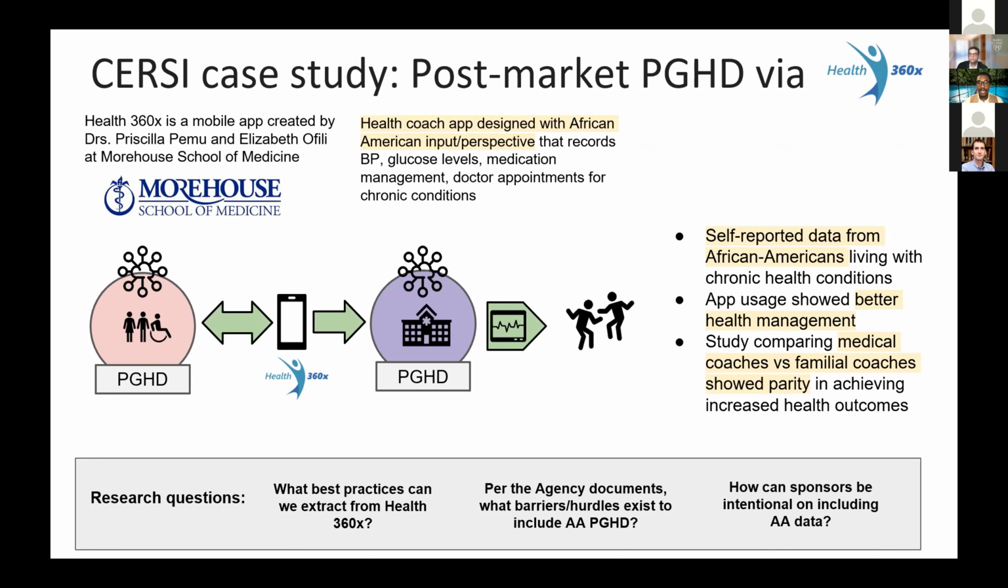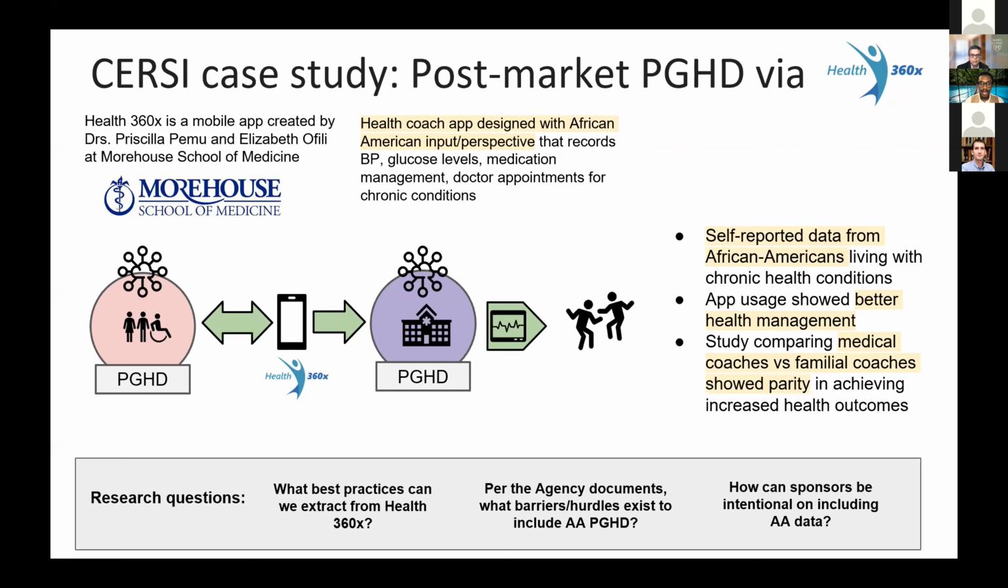If you look at the bullets there on the right, these are self-reported data from African Americans living with chronic health conditions. The app usage has showed better health management, and they actually conducted an internal study to compare the medical coaches versus familial coaches. That showed that there was parity in achieving those increased health outcomes.